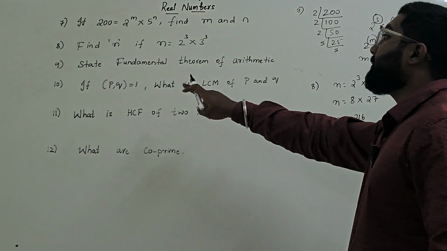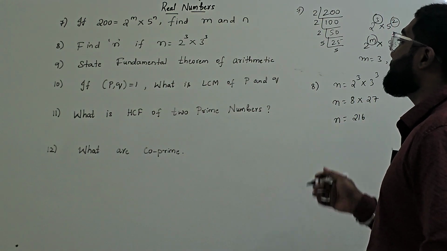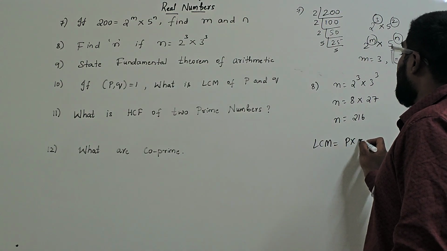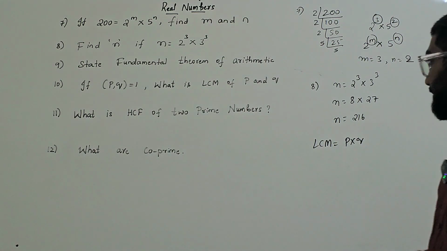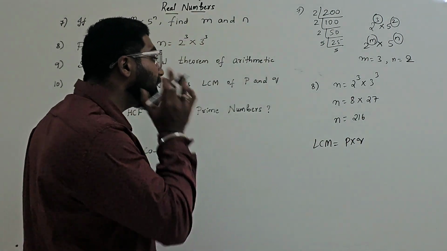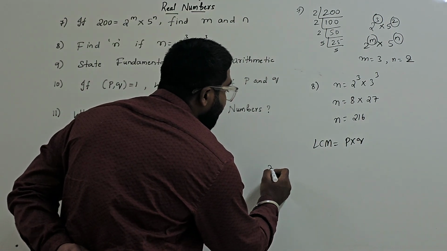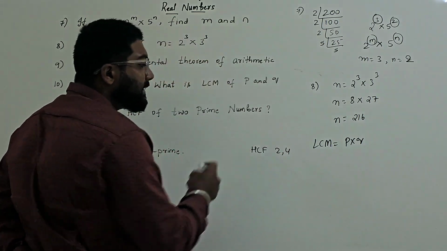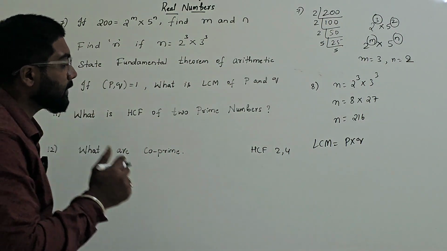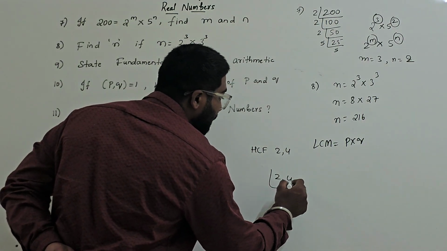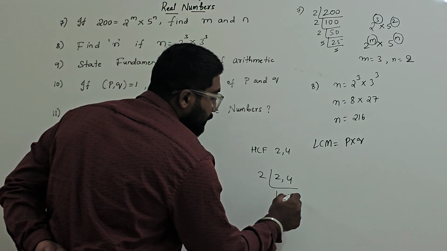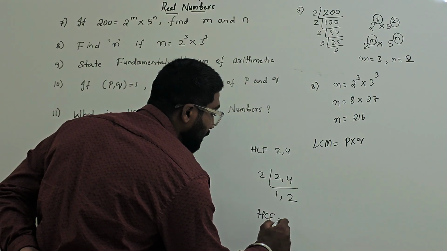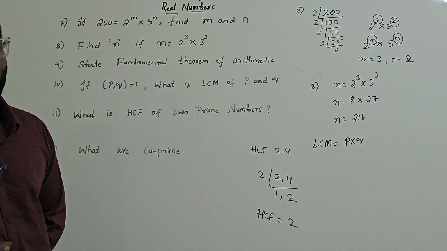See, if HCF of p comma q is equal to 1, what is LCM of p and q? Then LCM can be written as p into q. How do you get this p into q, students? Let me give you a very simple example. Now take HCF of 2 comma 4. If I am doing this HCF of 2 comma 4, then 2 1s are 2, 2 2s are 4. Here, the HCF you are getting is 2. That is the highest common factor.